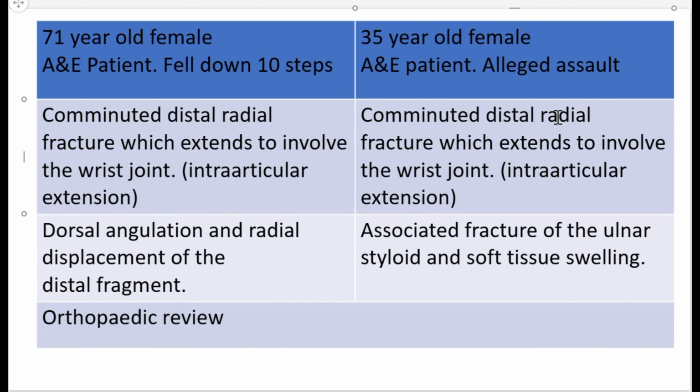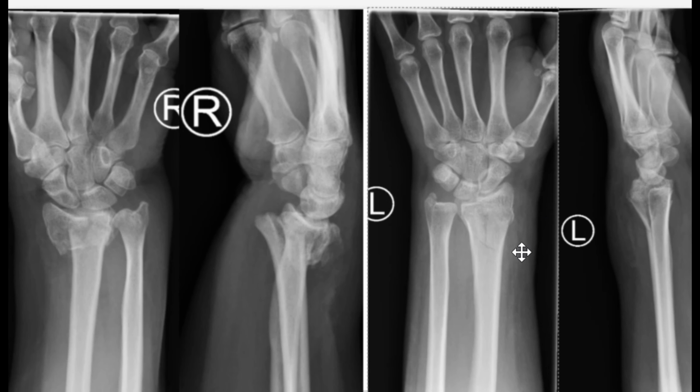There is a comminuted distal radial fracture which extends to involve the wrist joint with intra-articular extension. Can you see this? This is the fracture. There is irregularity here and here, irregularity in this cortex and irregularity here also. This means that the comminuted distal radial fracture has extended to involve the wrist joint. So this fracture has intra-articular extension.